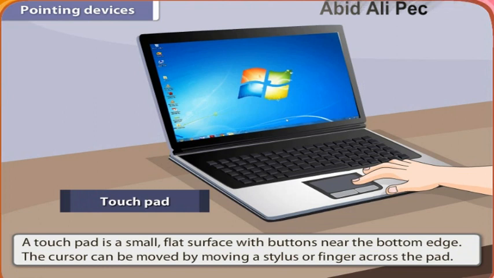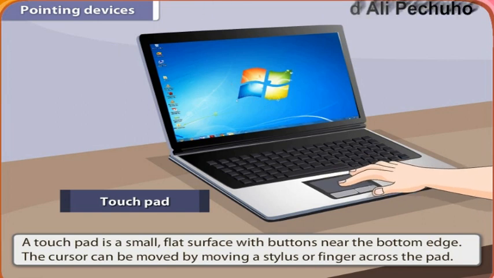A touchpad is a small flat surface with buttons near the bottom edge. The cursor can be moved by moving a stylus or a finger across the pad.